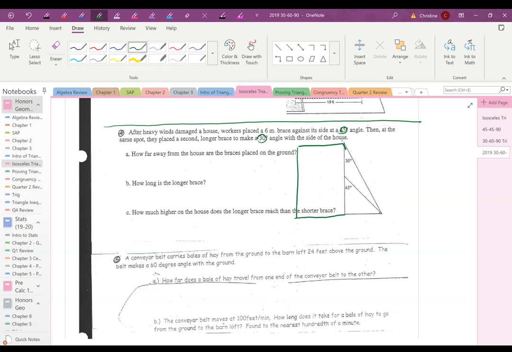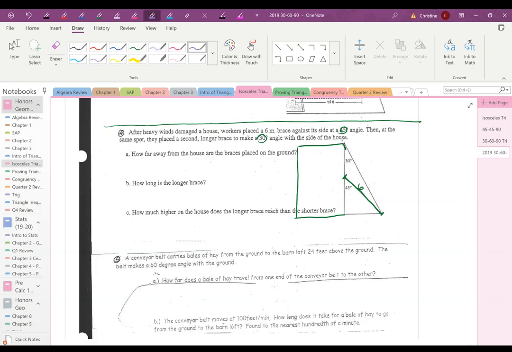So they first place a 6-meter brace. Now you have to think about a brace. The brace is what's on the angle. So that's going to be angled against the house so that it does not fall down. So this, from here to here, is going to be 6. And that's the hardest part of this problem, is figuring out where the brace is.